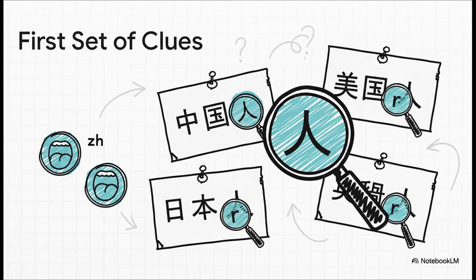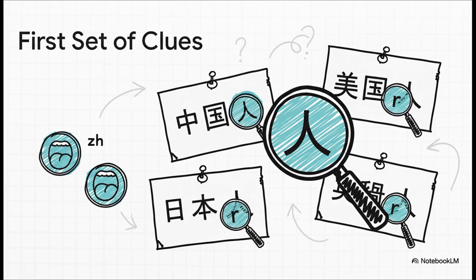All right, let's put on our detective hats and look at our first set of clues. Here on the screen, you see 4 terms for 4 different nationalities. Now, your job is to find the repeating element. What's the shared character? What's the shared sound? Listen very closely as I pronounce them.